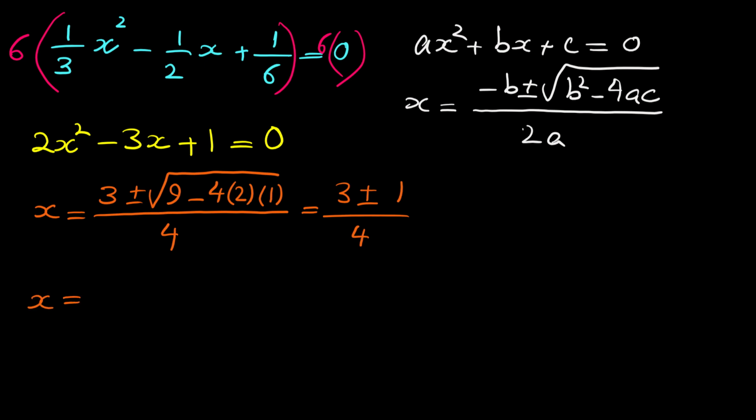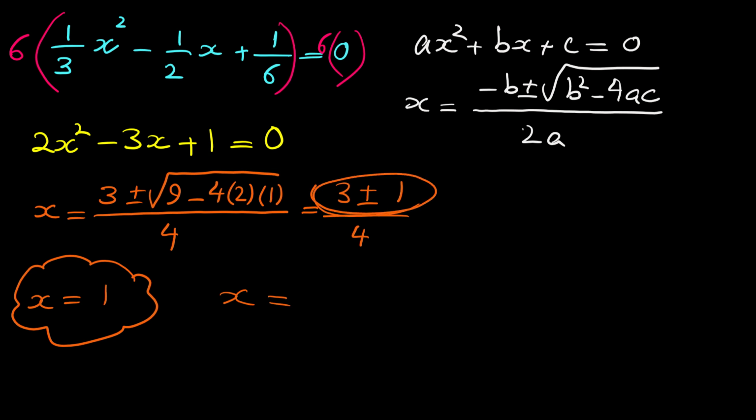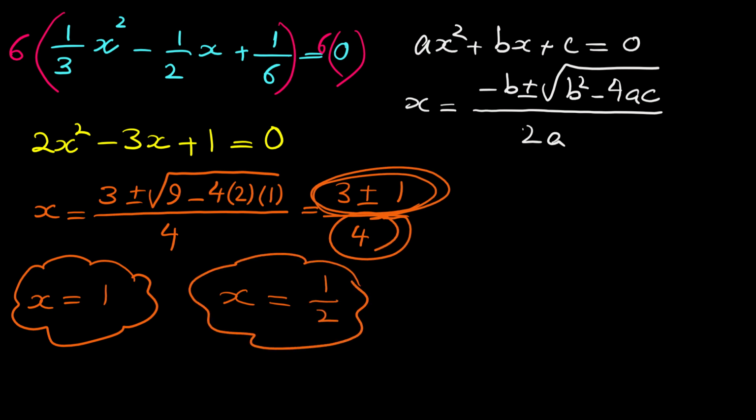If we consider the plus, 3 plus 1 is 4. 4 over 4 is 1. So this is one solution. The other solution is 3 minus 1. 3 minus 1 is 2. 2 over 4 is 1/2. The other solution is 1/2. These are the two answers of this equation: 1 and 1/2.